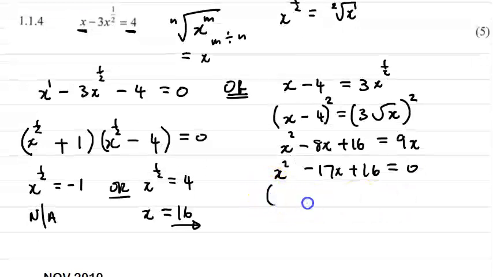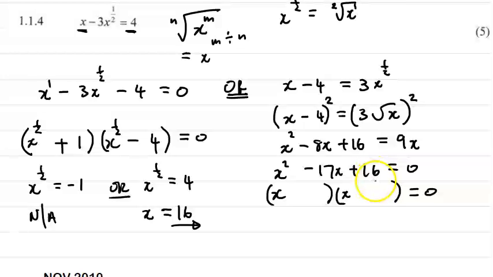So let's factorize this now. If you factorize it, it will be x times x. Factors of 16 will multiply together to give me positive 16, and when added together give me minus 17. It will be 1 and 16, minus and minus. So here I got x equals 1 or x equals 16.